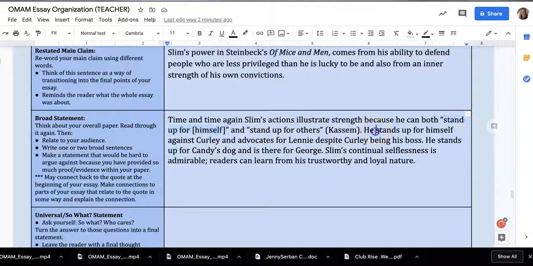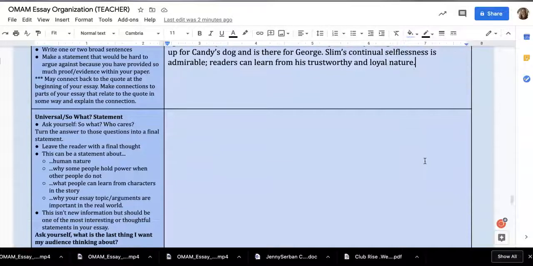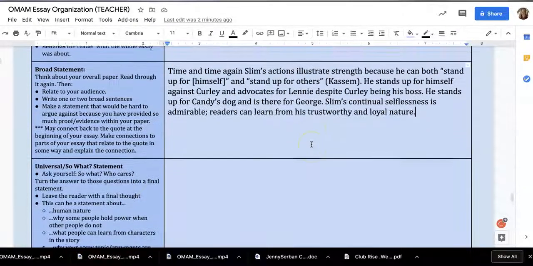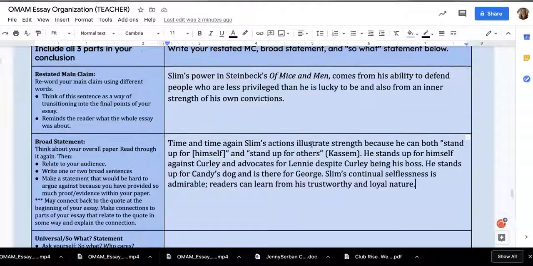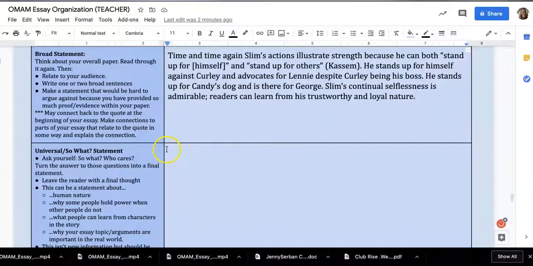And this is a technique when you repeat something three times in a row or several times in a row. It's a technique that helps the reader to remember what it is that is your main point. So sometimes repetition can be very powerful, and that's what I was trying to go for here. Then my last statement, remember, is what is the last thing I want my audience thinking about? And to me, I feel like Slim teaches a lot about human nature and strength and friendship and what it means to be a loyal person.